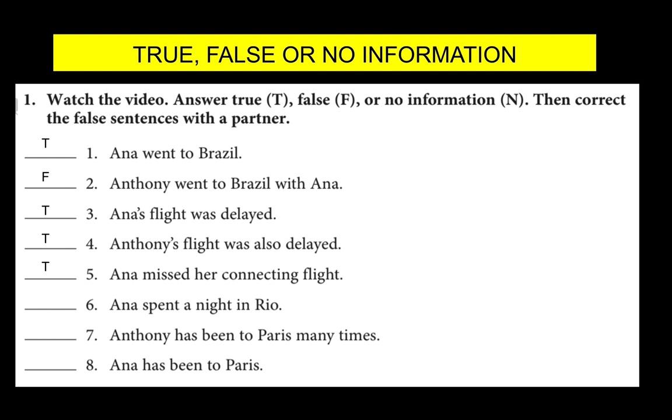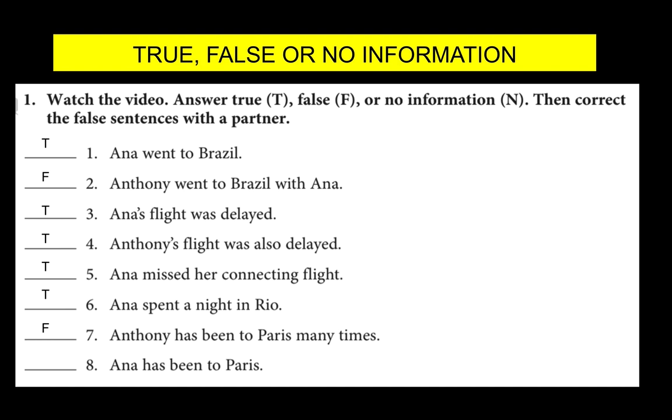Anna's first flight, her flight to Rio, was delayed. It arrived late, so her next flight had gone. She had to catch the flight the next day. Anna spent the night in Rio. True. Luckily, my friend lives in Rio, so I stayed with her. Anthony has been to Paris many times. False. Anthony had never been to Paris.